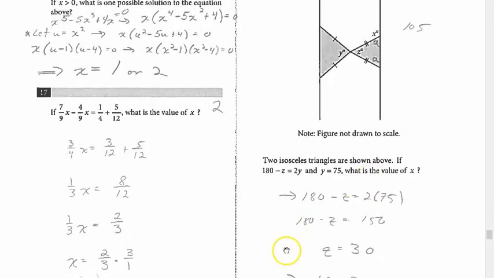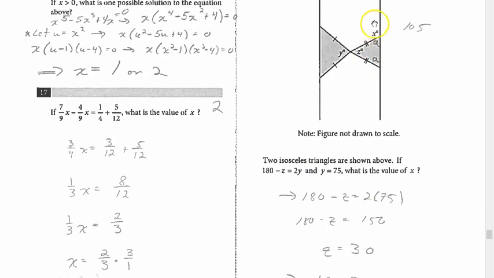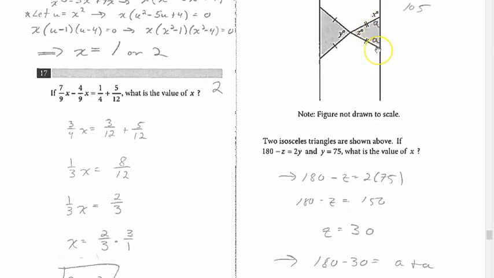Now that I know what z is, right, so I'm over here. So I know that my x degrees, and whatever's next to it here, since they're on a line, are going to be supplementary. They add to 180. Using what I know about isosceles triangles, I know that these two things are the same.